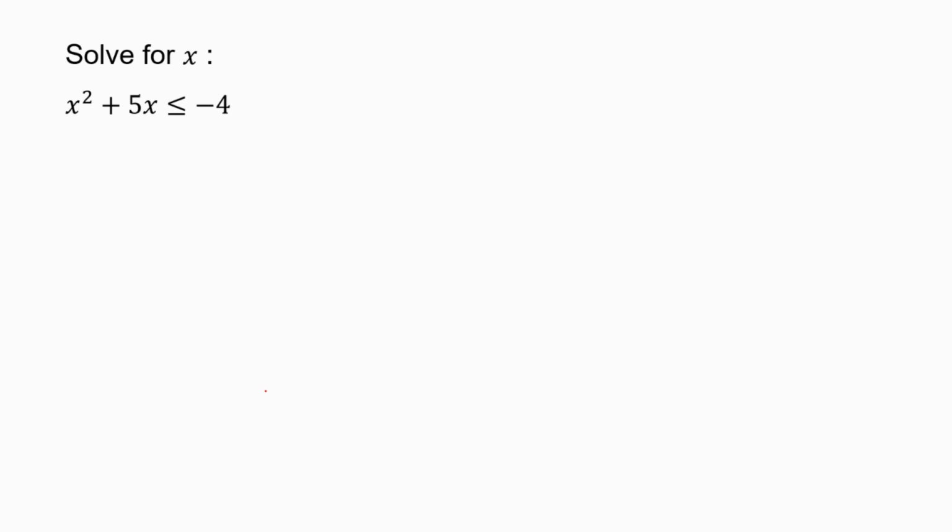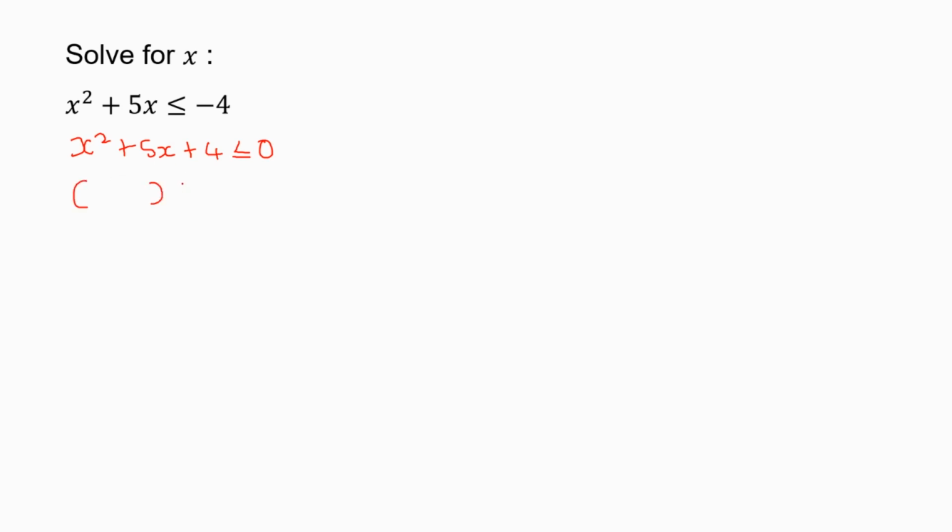Again, it is a quadratic inequality, so it must be in standard form. So it's going to be x squared plus 5x plus 4. You see, we've brought the 4 to the left hand side, and then less than or equal to 0. So it is now in standard form. We factorize the way we factorize what? We factorize quadratic equations. So we're going to look for the factors of 4 that will give us positive 5.